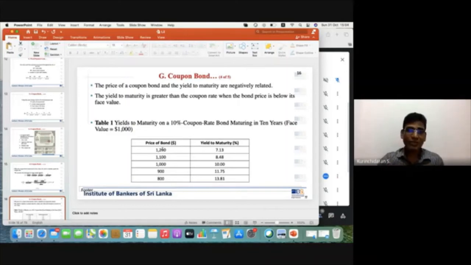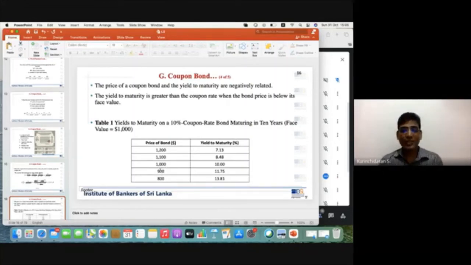But the other way around, if you buy this coupon bond at 900 rupees, then you are paying less than the face value. So you are getting it at a discount. Then your yield to maturity will go up. Even though the coupon rate is 10%, every year you will be getting 10% of 1,000, which is 100 rupees, as coupon. But now your yield rate is 11.75% because you made an additional profit of 100 by buying this coupon bond at a discount.